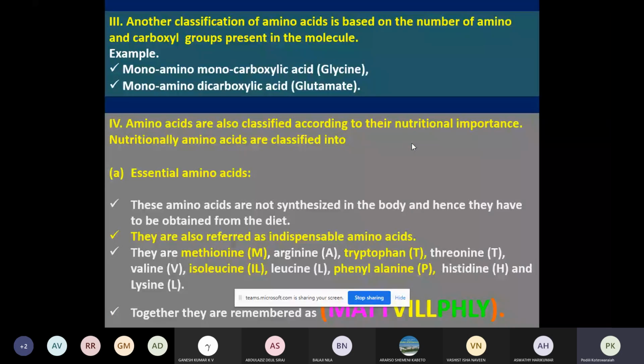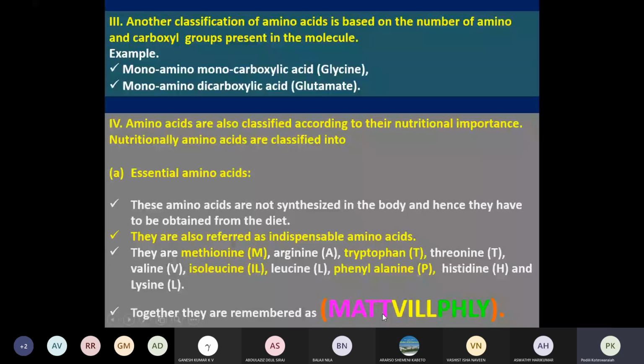These essential amino acids are not synthesized in the body, hence they need to be supplemented in the diet. And these essential amino acids you can see here. I have given a shortcut to remember these essential amino acids.